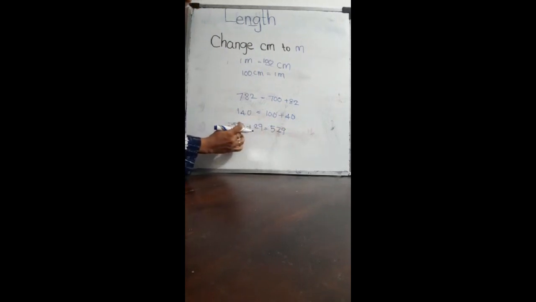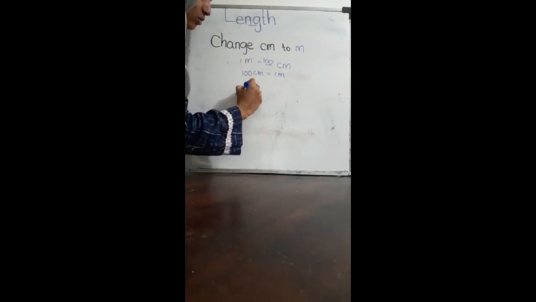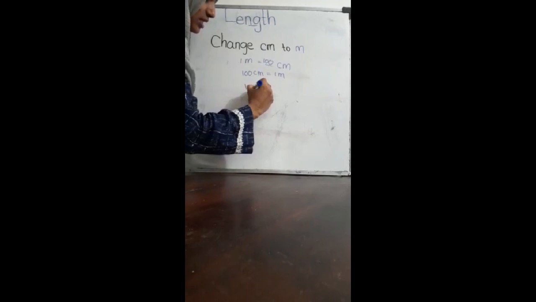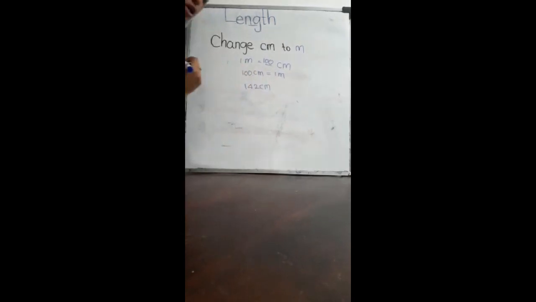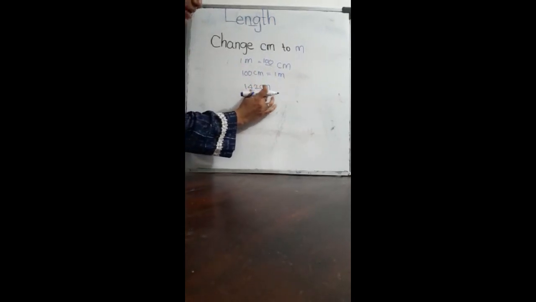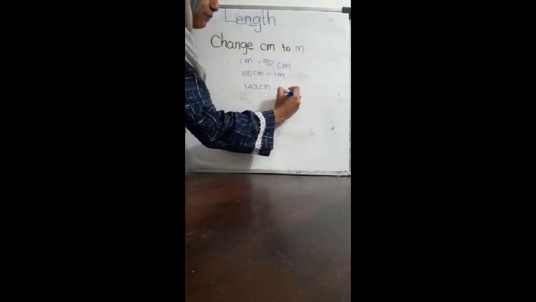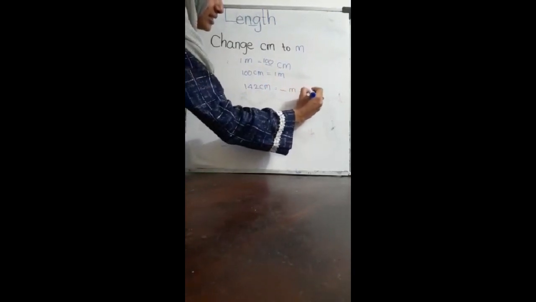529. Just writing 5 and putting 29. Right? That's a simple method. Now I'm going to write a number: 142 centimeter. Now what I'm going to do is change this number into meter and centimeter.